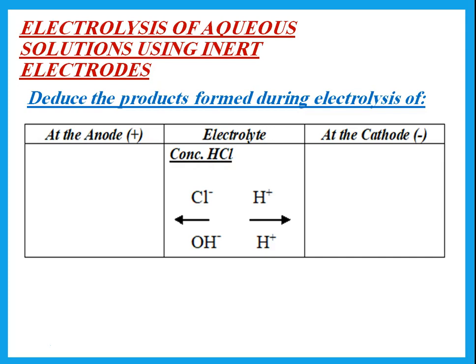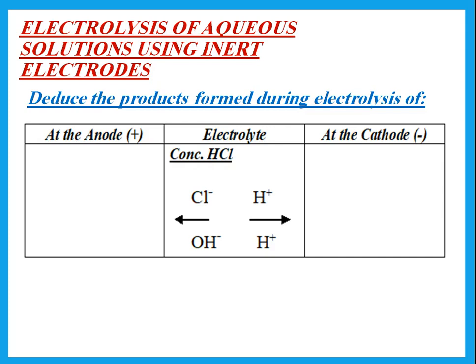Now, which ones will go to the positive? Remember that all the negative ions will go to the positive electrode, but only one type of ion will react. So the chloride ions go to the positive, the hydroxide ions go to the positive, but only one of them can react. Now, here we have a choice. There are rules for choices of different kinds. What am I choosing between here? I'm choosing between chloride and hydroxide. Which one is going to react?